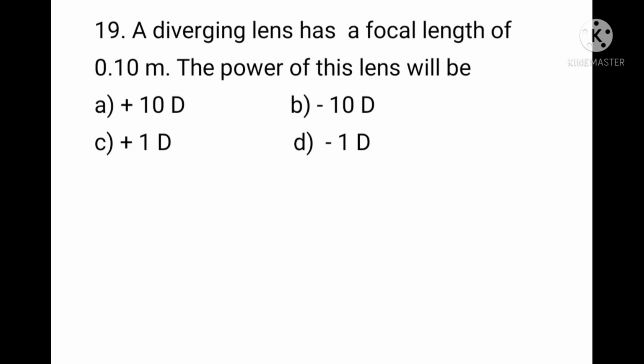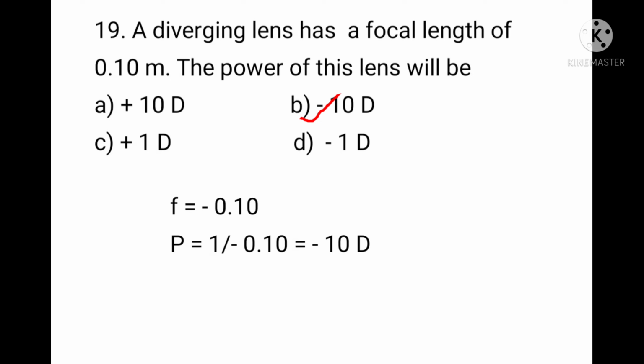Question number 19. A diverging lens has a focal length of 0.1 meter. The power of this lens will be: option A, plus 10 diopter; option B, minus 10 diopter; option C, plus 1 diopter; option D, minus 1 diopter. The correct answer is option B, minus 10 diopter.